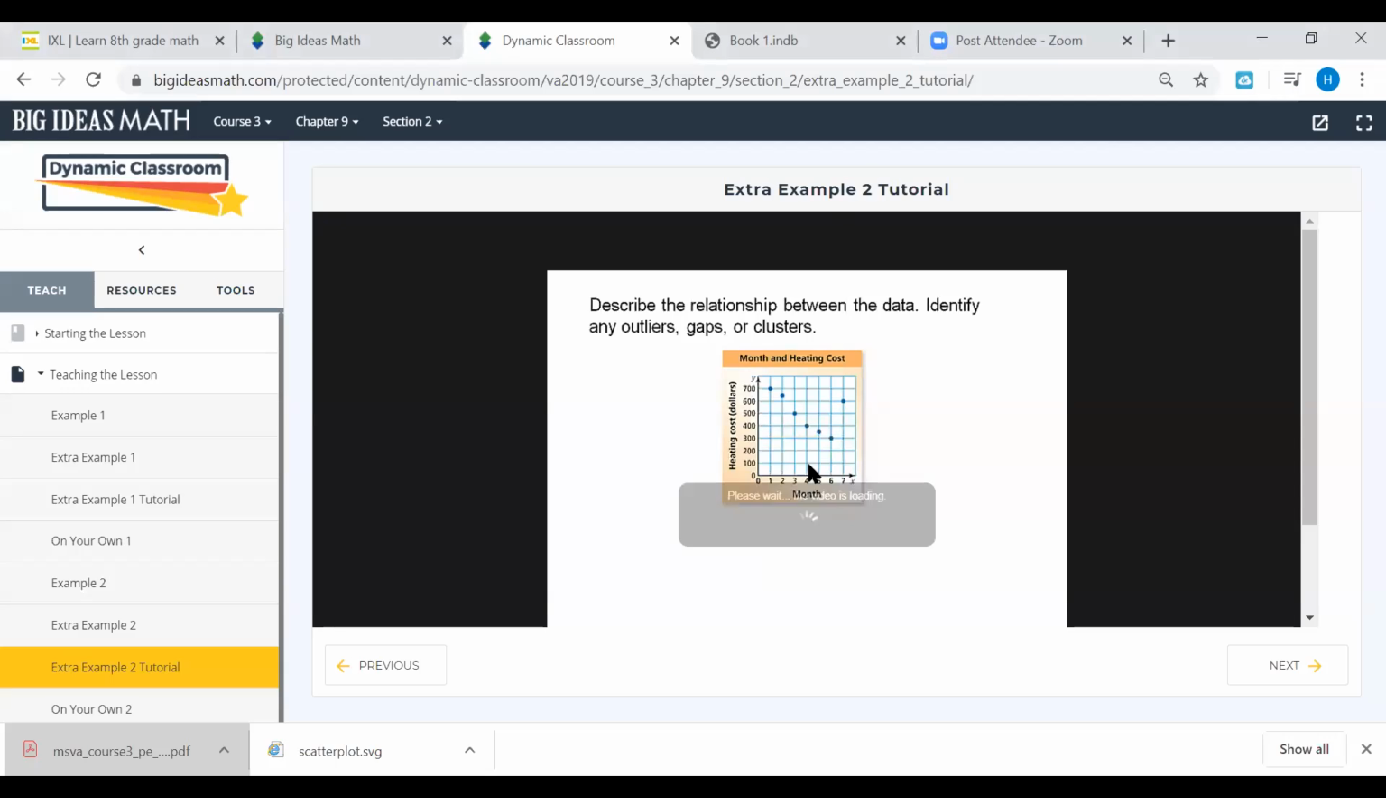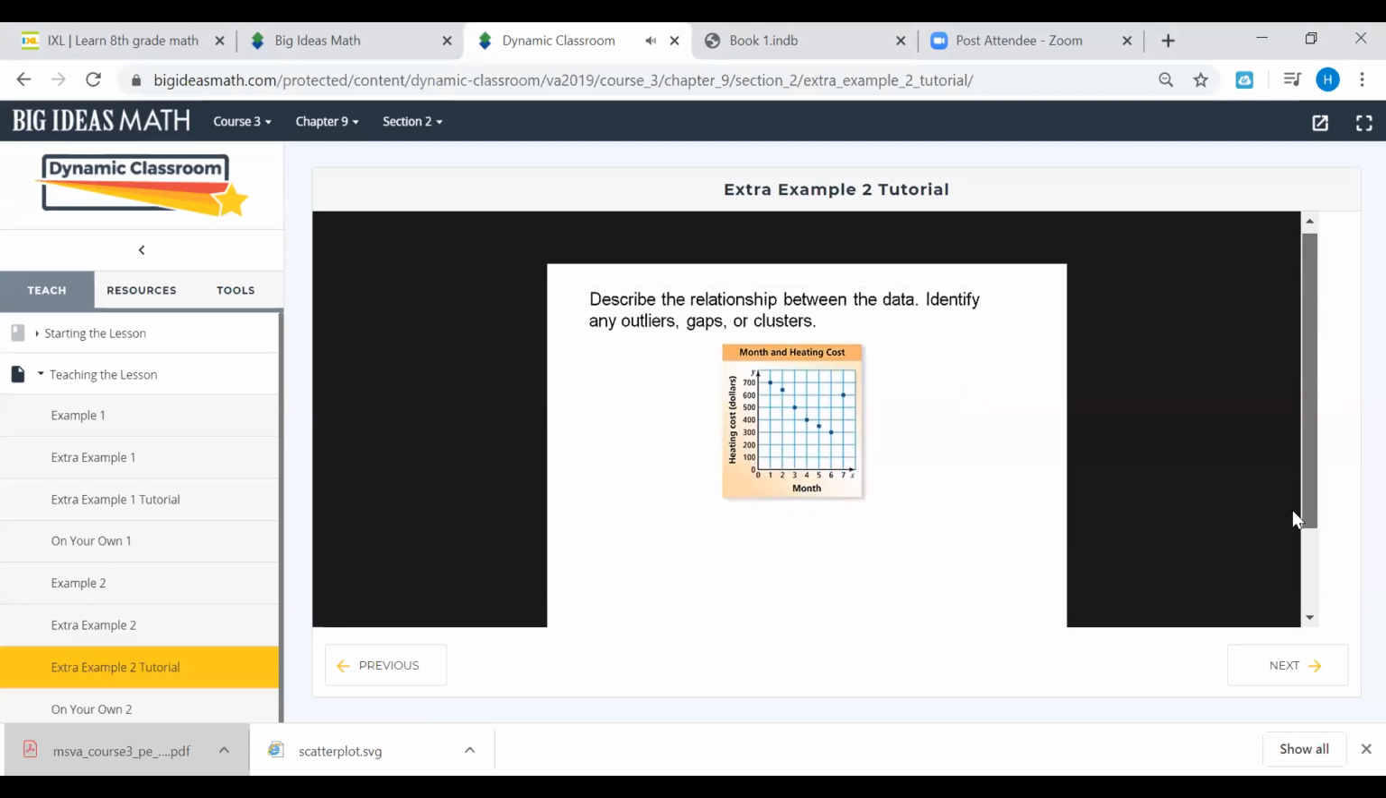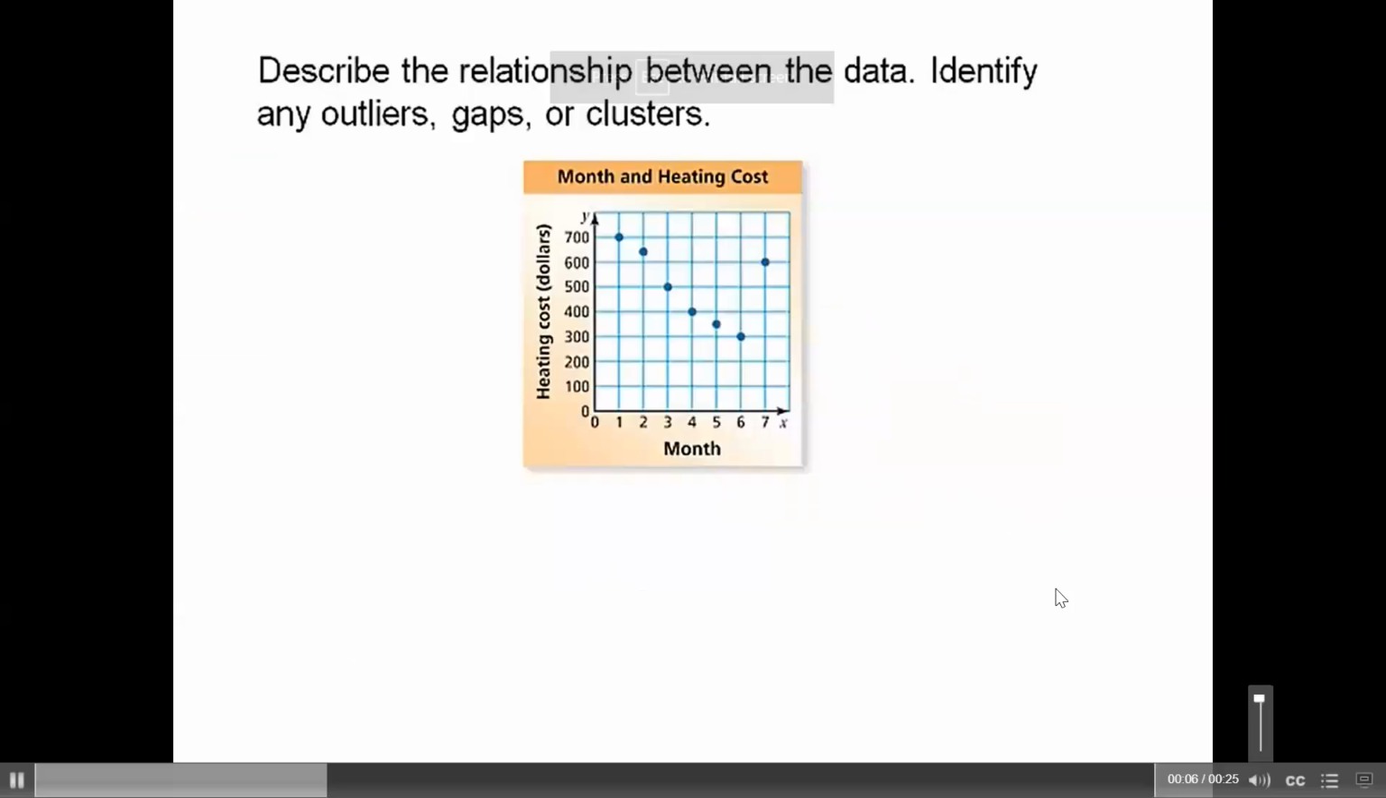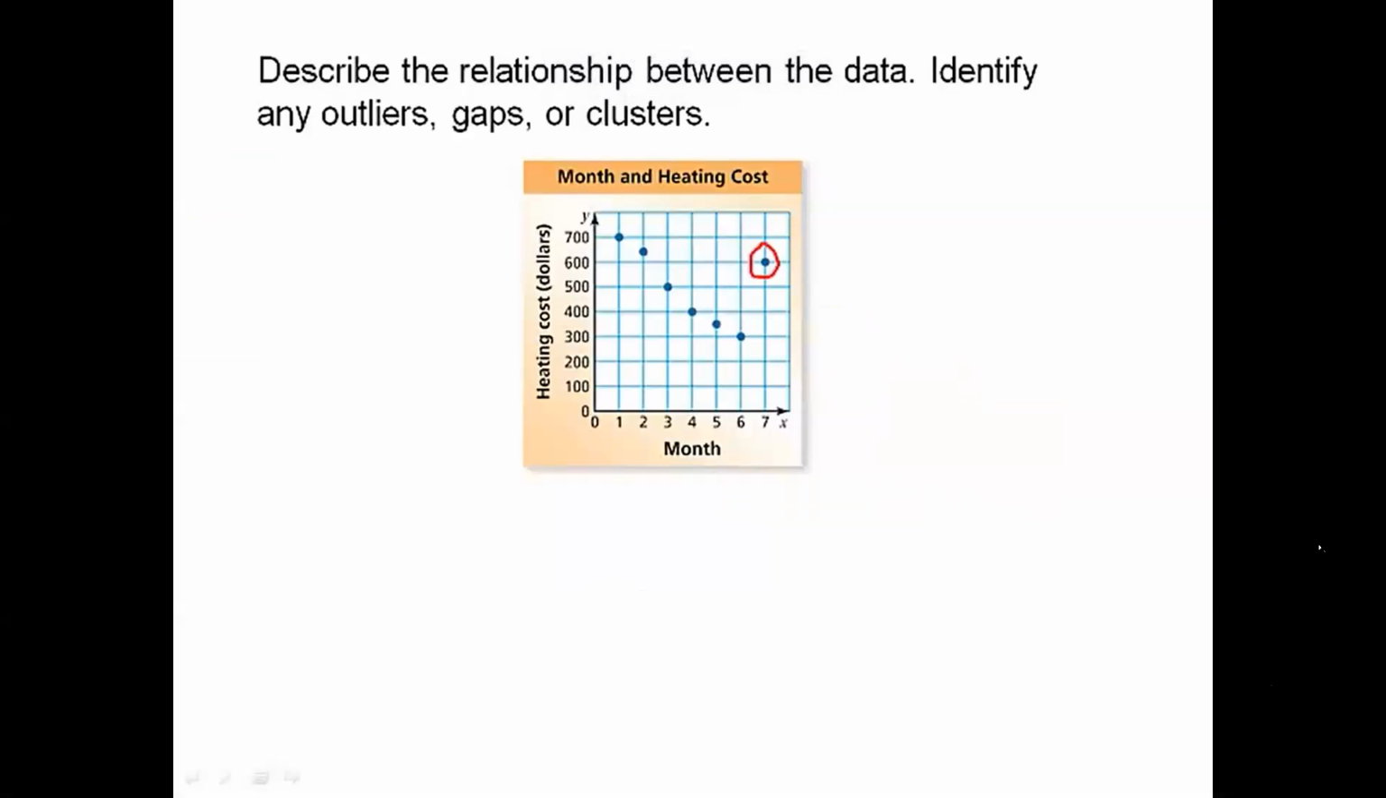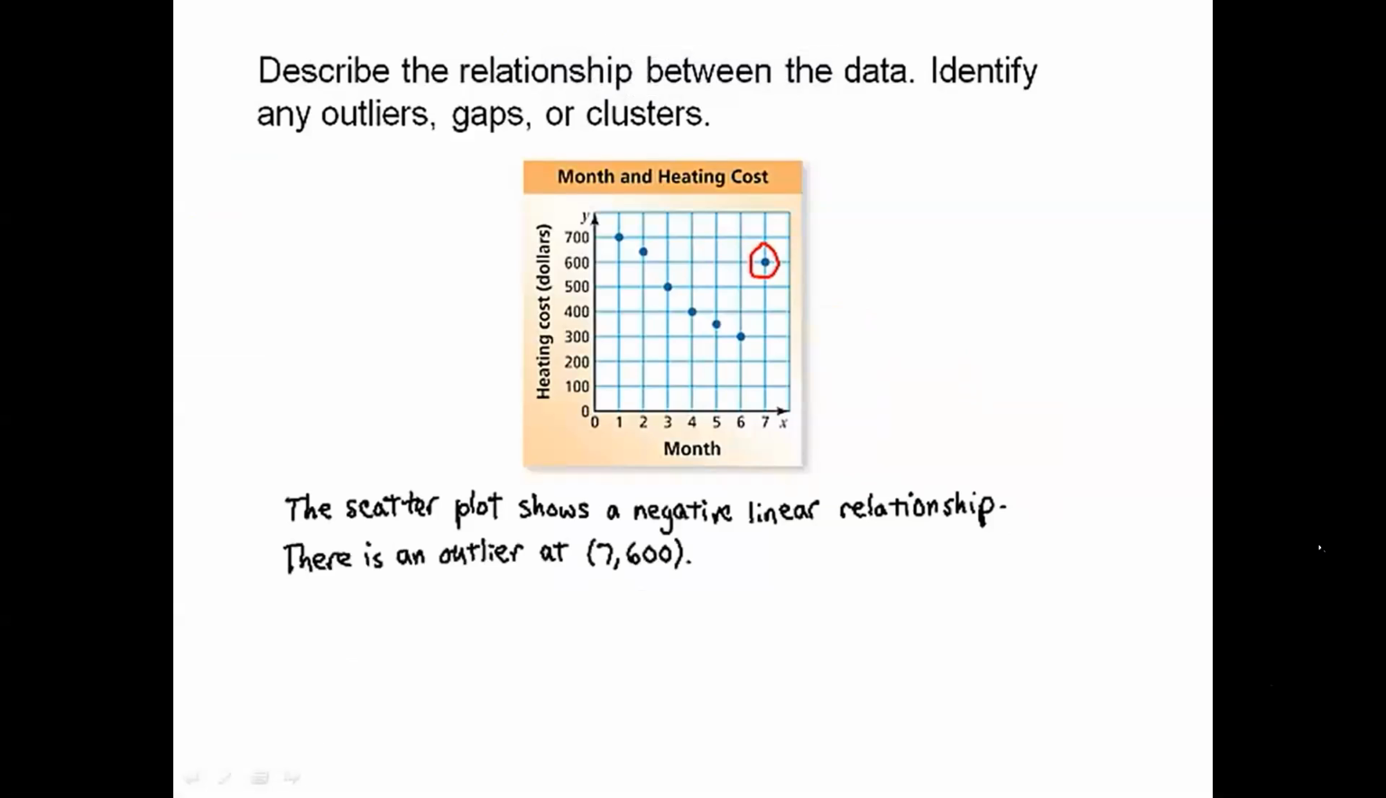So you can sit back and describe the relationship between the data. Identify any outliers, gaps, or clusters. For the most part, the points appear to lie close to a line. For all of the points except 7600, here, as x increases, y decreases. So the scatter plot shows a negative linear relationship. There is an outlier at 7600. There are no obvious gaps or clusters.